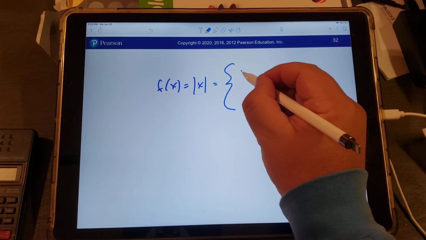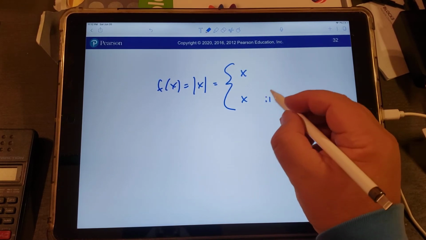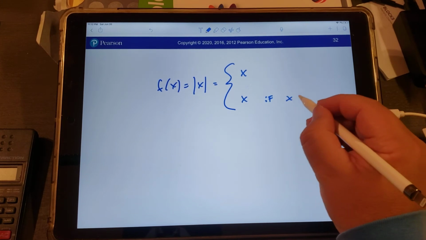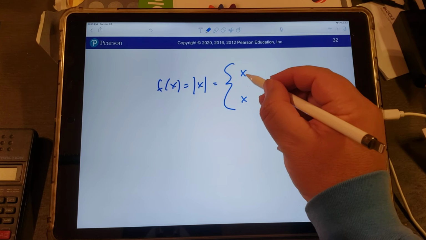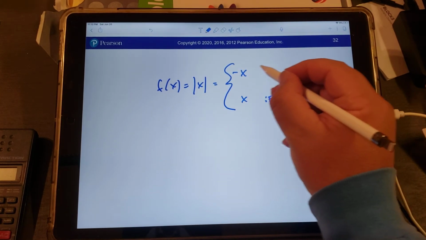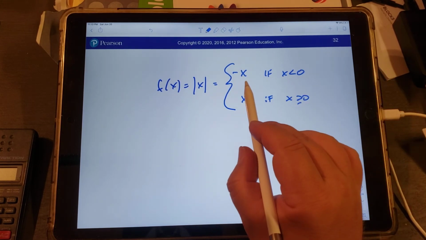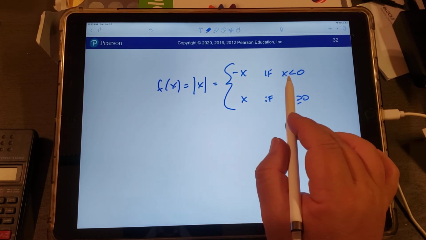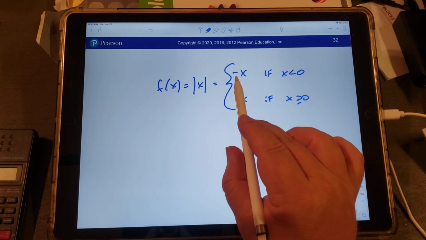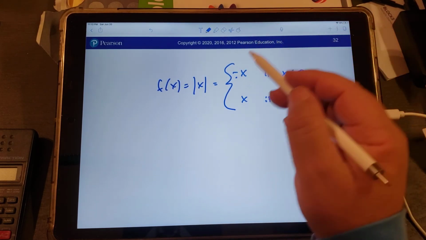Well, the absolute value of x is just equal to x, let's write down here, if x is greater than 0. All right, greater than or equal to 0. And it's equal to minus x if x is less than 0. Now, this might seem counterintuitive, but I'm saying it's equal to minus x because I want to take the negative number and change its sign. So the way I do that is I multiply by a minus sign.